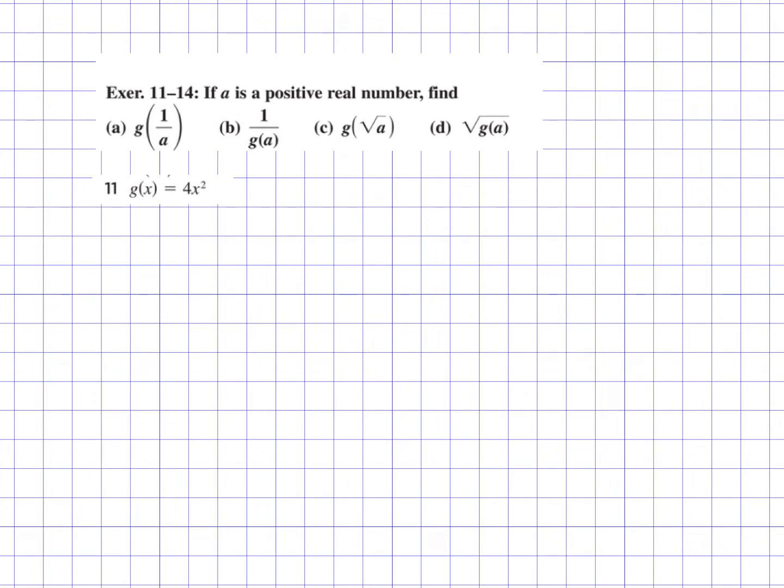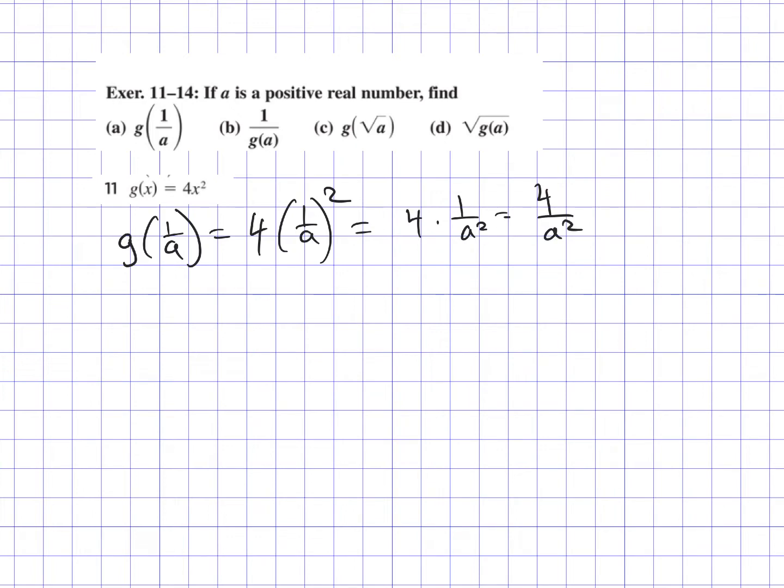So g of 1 over a is just plugging or substituting 1 over a in the x positions. All right, so this is going to be 4 times 1 over a squared, or 4 over a squared. And then we do 1 over g of a. Okay, so g of a is going to be 1 over 4a squared. You're just plugging in the a in the x squared position. So it's 1 over that.